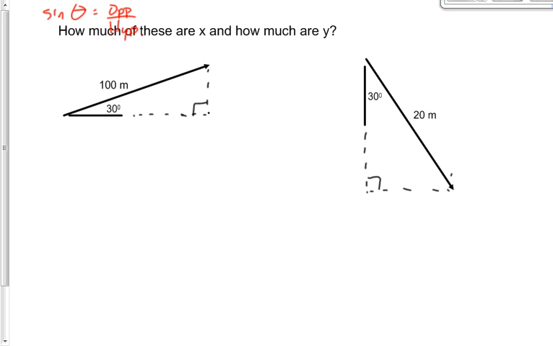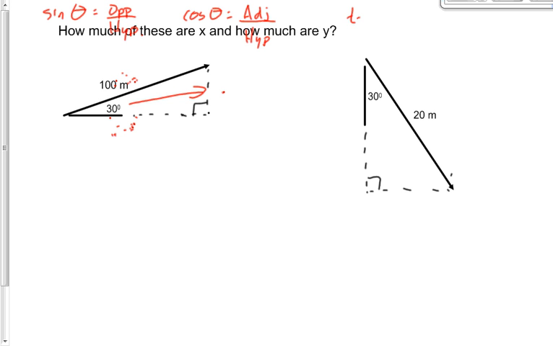Cosine is adjacent over the hypotenuse. Now, the adjacent side of the triangle is the side that's touching the angle, but is not the longest side. So, for instance, in this question right here, the opposite would be this one, because it's opposite the angle. The adjacent, well, both of these are touching the angle, but this is the longest one, so it's the hypotenuse. So this has got to be the adjacent. Cosine is adjacent over hypotenuse.